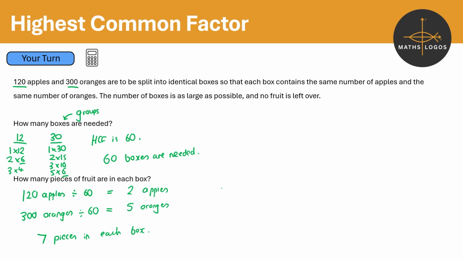And what I can do is I can quickly check my answer. I can add up my total for my apples and my oranges. So 120 add 300, and that gives me 420. That's the total number of pieces of fruit. And if I divide that 420 by 7 pieces in each box, it should give me the number of boxes. So off to the side, I'll do that. 420 divided by 7. Well, 7 goes into 42 6 times, 7 goes into 0 0 times. So 420 divided by 7 is indeed 60.